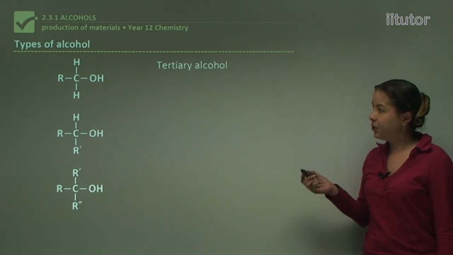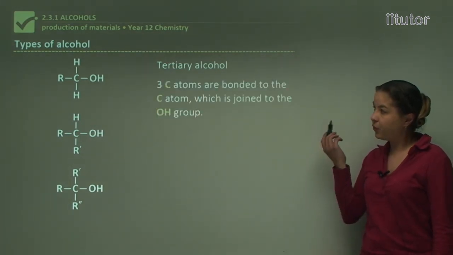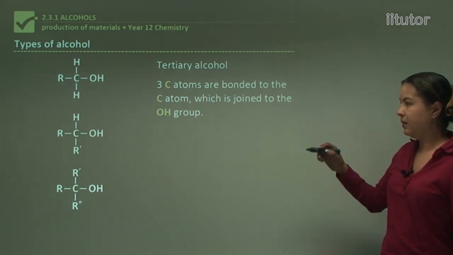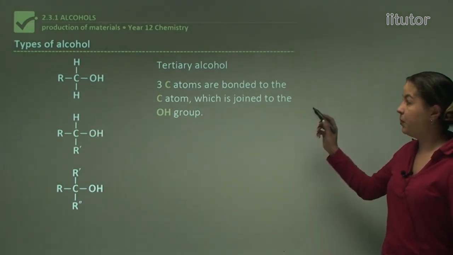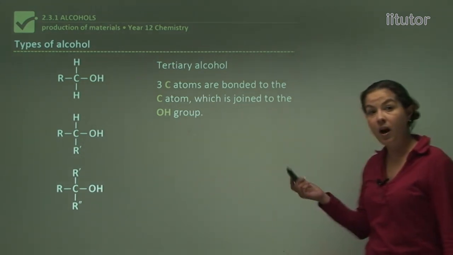And finally, tertiary alcohols, where you have three different R groups. So you have three carbon atoms bonded to the carbon atom, which is bonded to the hydroxyl group. So here we have three different R groups.